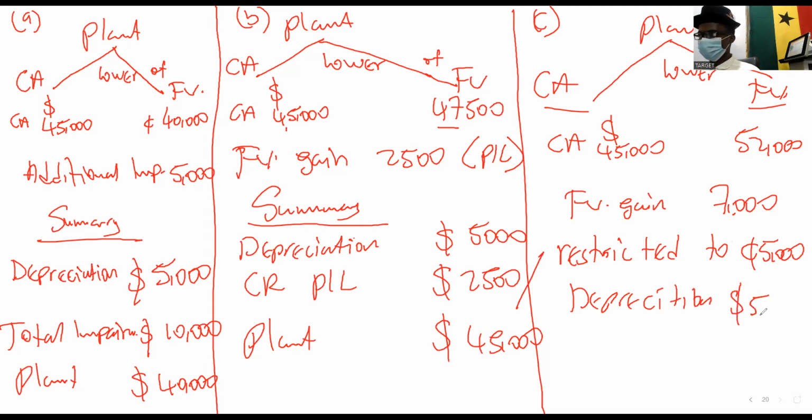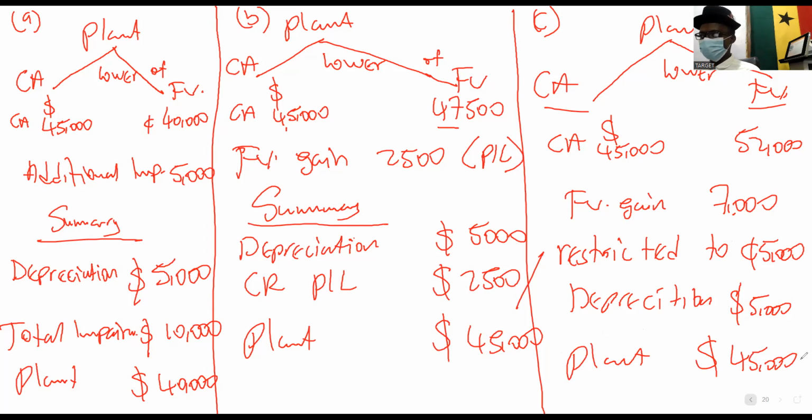Depreciation will still be $5,000. Finally, asset value will still be at the lower of cost. That will still be 45,000. So the plant has to be stated at what? 45,000.